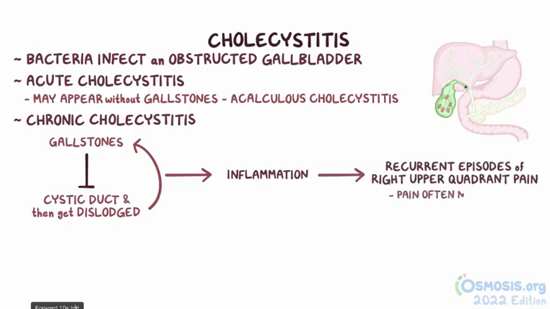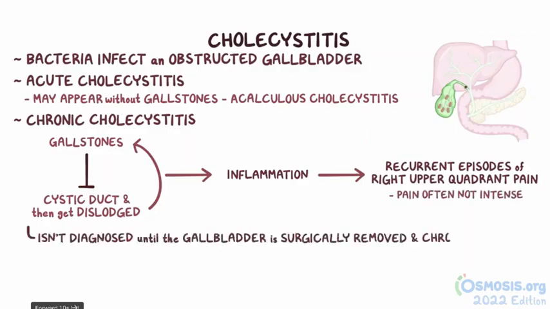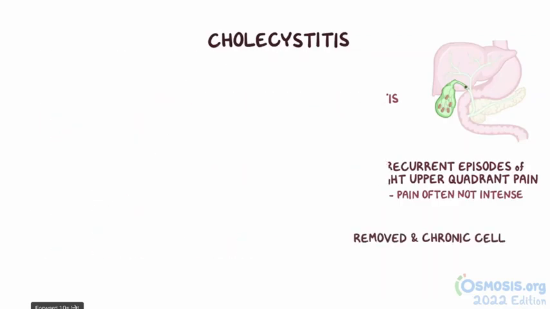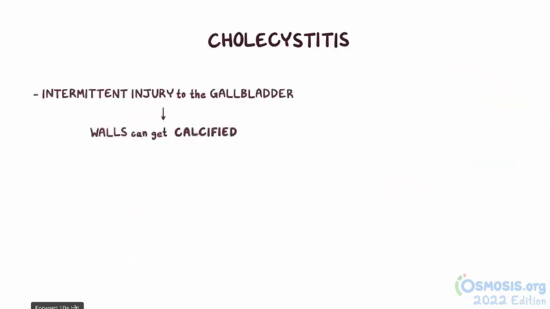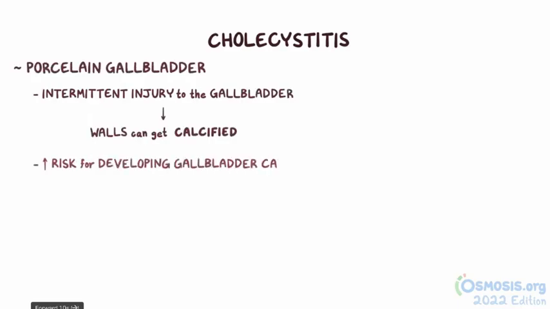The pain typically isn't intense, and it doesn't last for more than an hour. This is why chronic cholecystitis isn't diagnosed until the gallbladder is surgically removed and chronic cell infiltration is seen on histopathology. However, sometimes, probably because of the intermittent injury to the gallbladder, its walls can get calcified, and this is called a porcelain gallbladder, which increases the risk for developing gallbladder carcinoma.